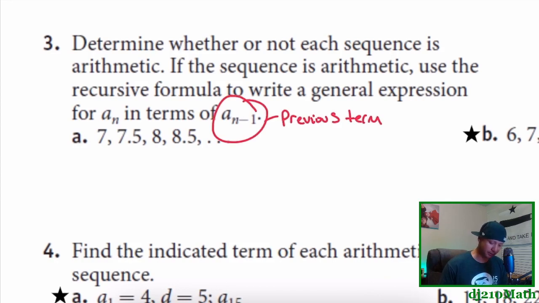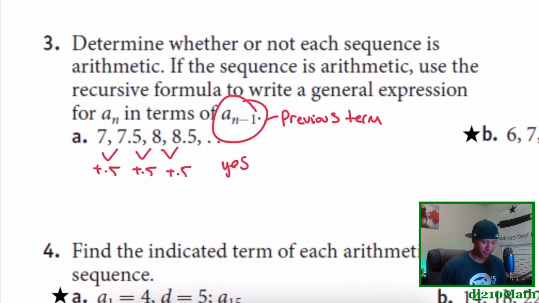All right, so let's look and see. Is this or is this not? So we're adding 0.5. We're adding 0.5. I feel like this is it. So yes, it is definitely arithmetic.